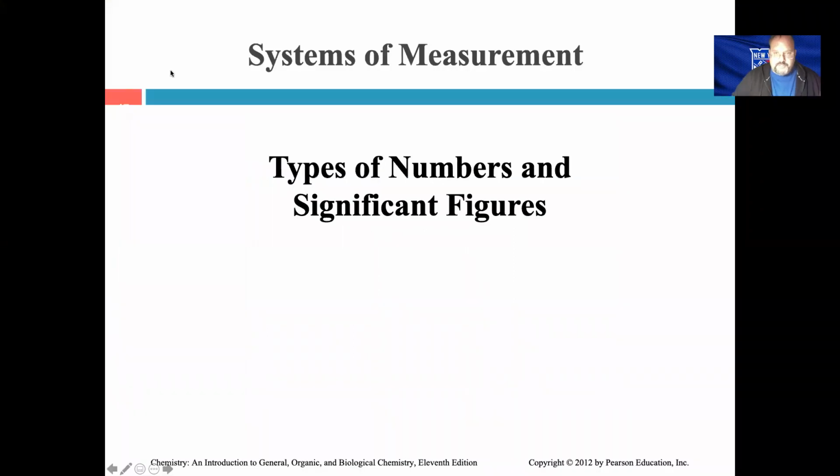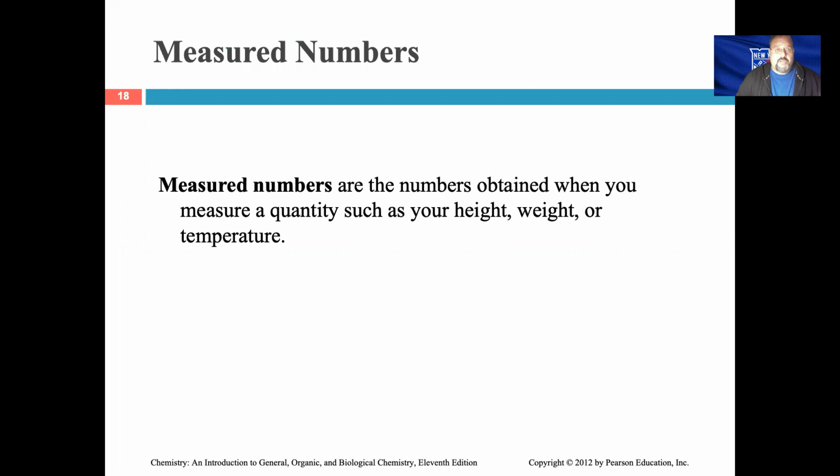Okay, so at this point, let's start to take a look at the types of numbers that you come across in measurements. And along with that, we'll have a discussion of what are known as significant figures. So the first type of number that you come across are what are known as measured numbers. Measured numbers are the numbers obtained when you measure a quantity such as your height, weight, or temperature.